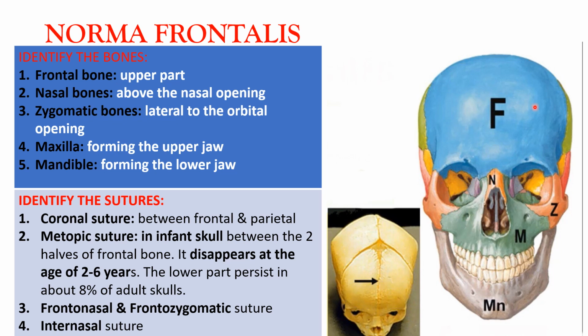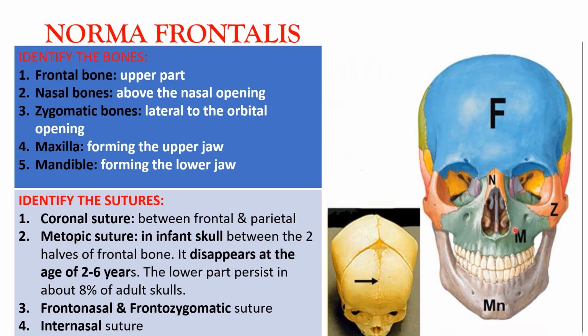Okay. Now, regarding the frontal bone, it forms the roof of the orbit. So this is the orbit. Okay, this is the orbit. It has the zygomatic process. It has the maxillary process, joining the maxilla bone.